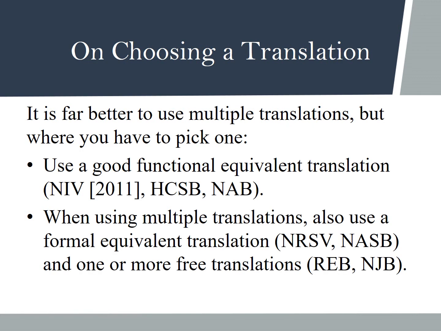And so you can see, for choosing a translation, a good functional equivalent are going to be the NIV 2011, the HCSB, Holman Christian Standard Bible, the New American Bible, and the New American Standard. If you want to use the other translations, another formal equivalent would be NRSV, NASB, or the free translations, REB and New Jerusalem Bible.